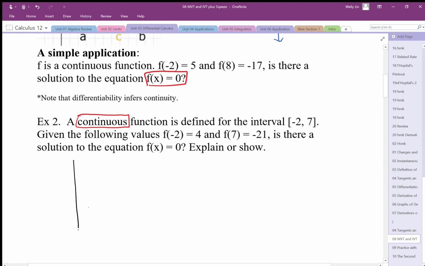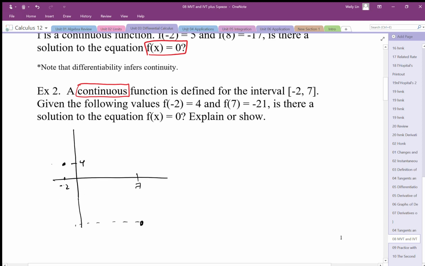There is my graph at -2 and 4. Okay, we'll just put it up there. Y equals 4. We'll say 7 is here, and -21 is down here somewhere. And we don't know what's happening with this graph other than we know that it is continuous between those two coordinates. Okay, so does this graph solve f of x equals 0? Well, we know that that must happen. There's no way to get from here to here without crossing that yellow line.